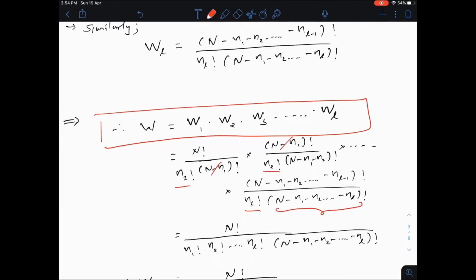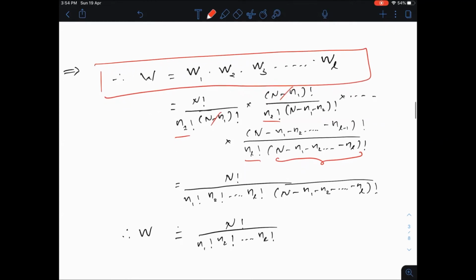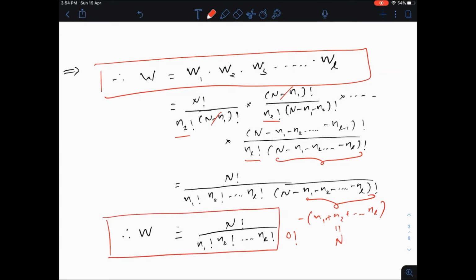along with the denominator of the last term, that is (n minus n1 minus n2 minus and so on) nl factorial. Okay, so over here we look at this equation, and we find that this is nothing but n minus (n1 plus n2 plus and so on nl), correct? So what is that? It is nothing but capital N. So n minus n becomes 0 factorial. Hence we are left with W is equal to n factorial upon n1 factorial into n2 factorial and so on up to nl factorial, right?